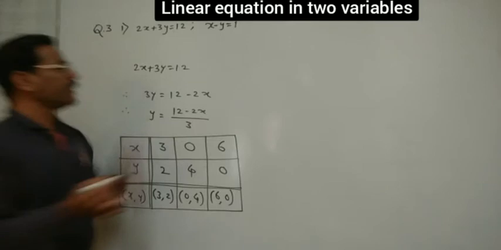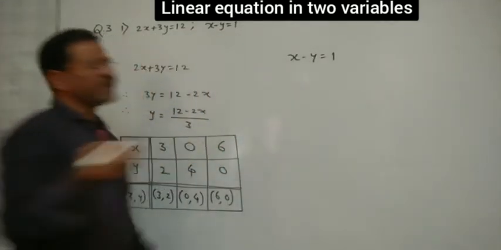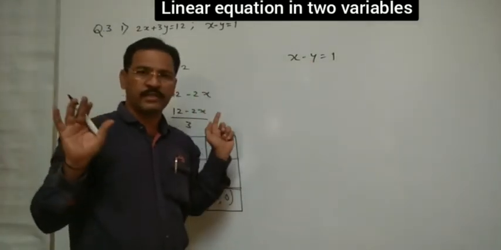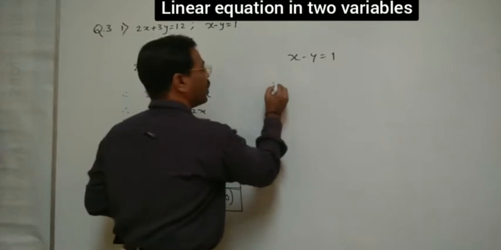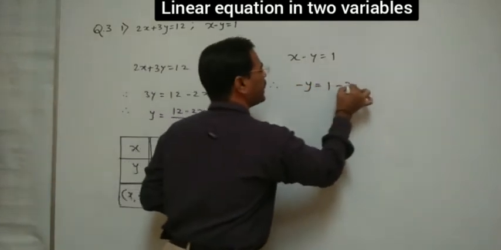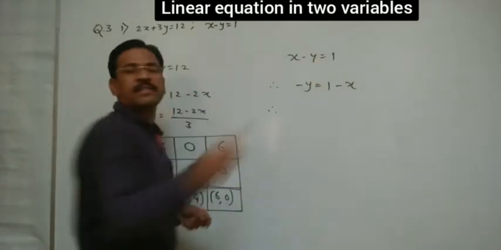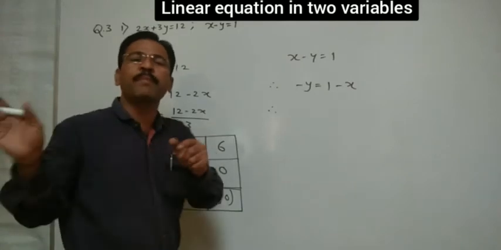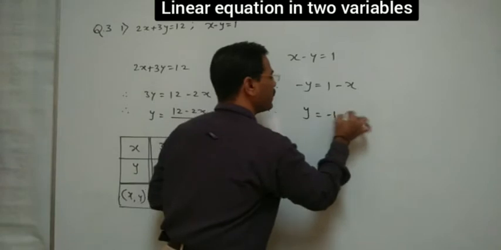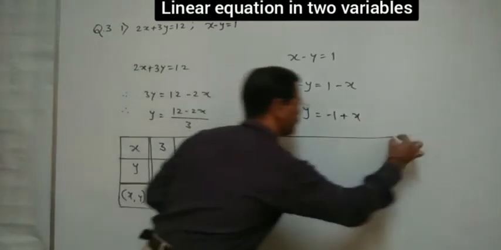Now I take the next one. What is that? x minus y equal to 1. This is in neat form, meaning it has no coefficients. You may write it in terms of x also, but I'll write in the standard form, the same thing every time. So I'll just change the sign, which means multiply both sides by minus 1. So look here, y is equal to minus 1 plus x. Now again I'll make a table here also.